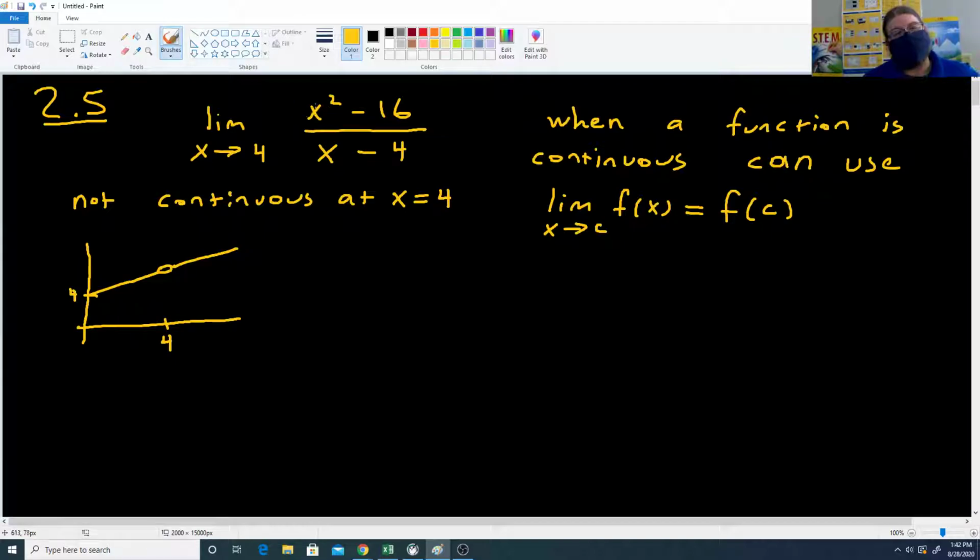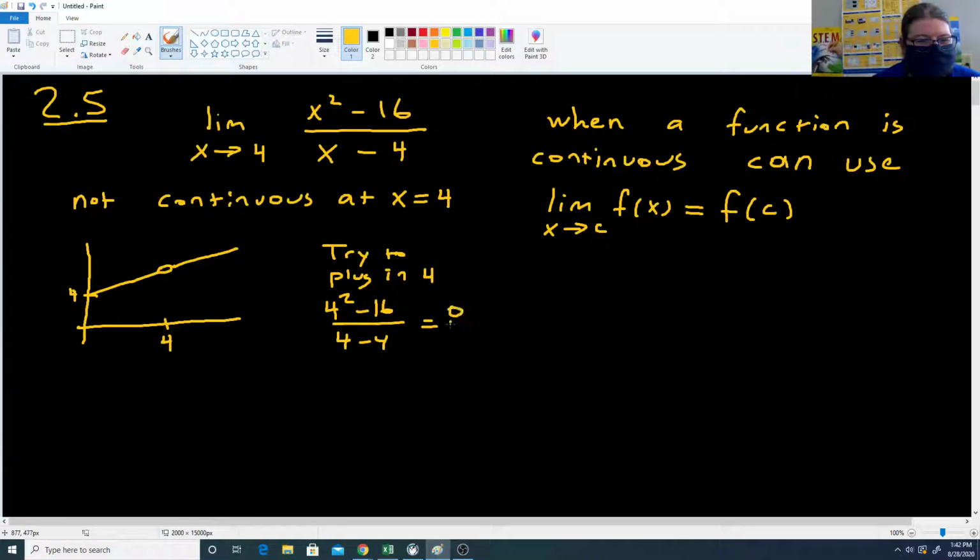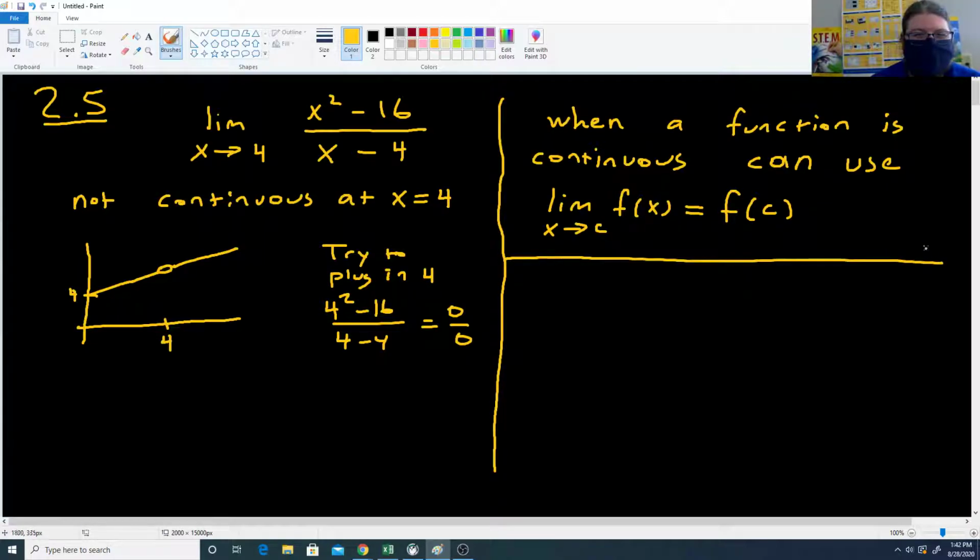So I can't evaluate this by plugging in because I get 0 on the top, 0 on the bottom. If we try to plug in 4, we get 4 squared minus 16 over 4 minus 4, which is 0 over 0. So that tells me right there is no function value, so this function is not continuous at 4. The bad side of that is this neat way of evaluating limits by plugging in only works when the function is continuous. So here's how we kind of get around that.